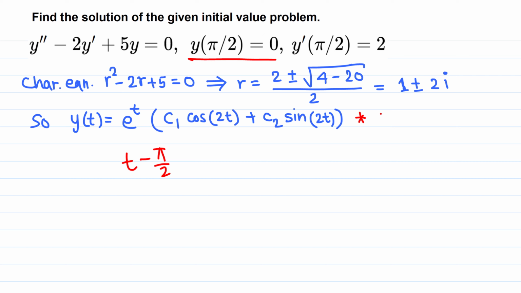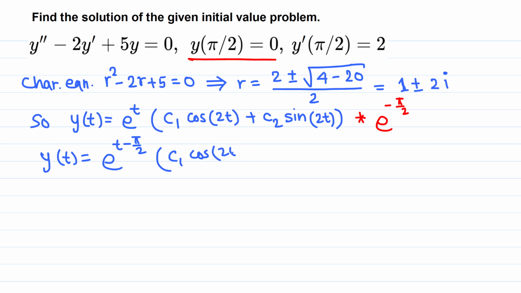So we want to multiply by e raised to minus pi over 2, since e to the t is already there. I want to multiply through by e raised to negative pi over 2. This is an optional way to do it. The other option is you can see another video I have worked out without multiplying by this. So we can update y when we multiply: e raised to t minus pi over 2, times c1 cosine 2t plus c2 sine 2t. Okay, this will be our solution later.